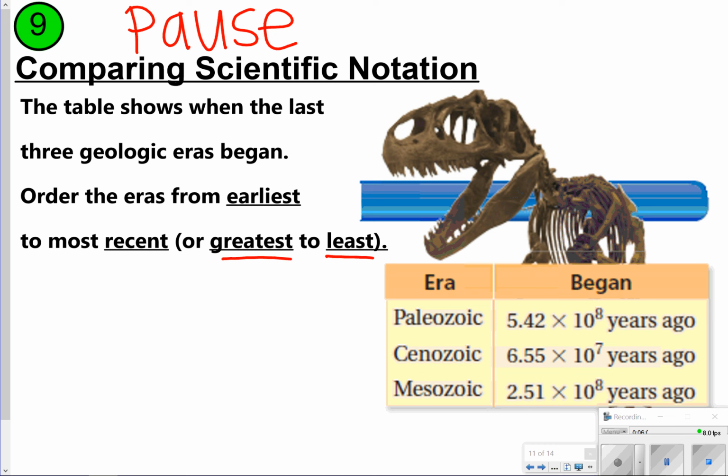Okay, so we want the greatest to least number, and one way we can do that is notice that two of these numbers have the same exponents. We can start off by comparing those. Since they have the biggest exponent, they're obviously going to be two of the biggest numbers. Paleozoic happened 5.42 times 10 to the 8th years ago, but Mesozoic happened 2.51 times 10 to the 8th years ago. That would mean the greatest would be the Paleozoic.